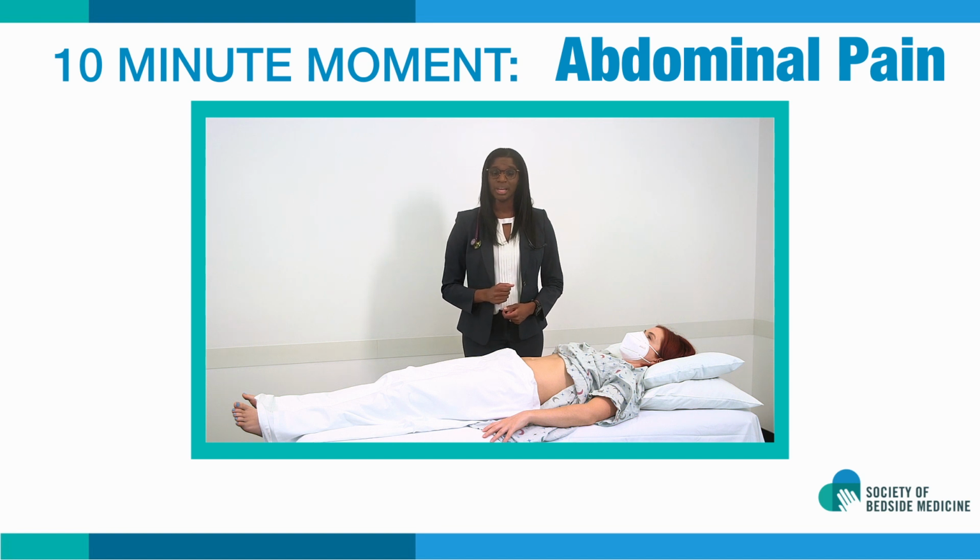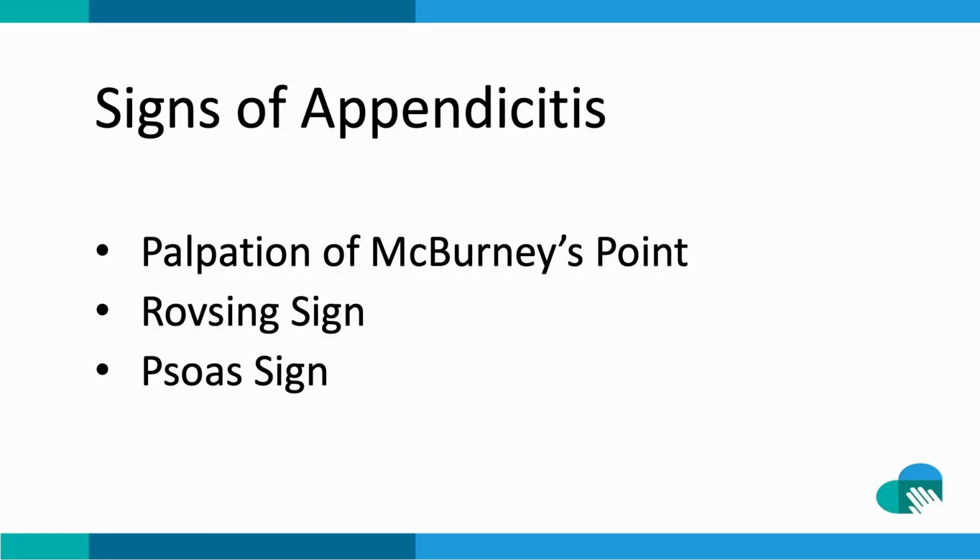Palpation of the abdomen may include specific physical exam maneuvers to further differentiate a learner's working diagnosis. We will demonstrate some of the common abdominal exam maneuvers at this time. There are a variety of exams that, if positive, can increase the likelihood of appendicitis. These exams include palpation of McBurney's point, Rovsing sign, and the psoas sign.